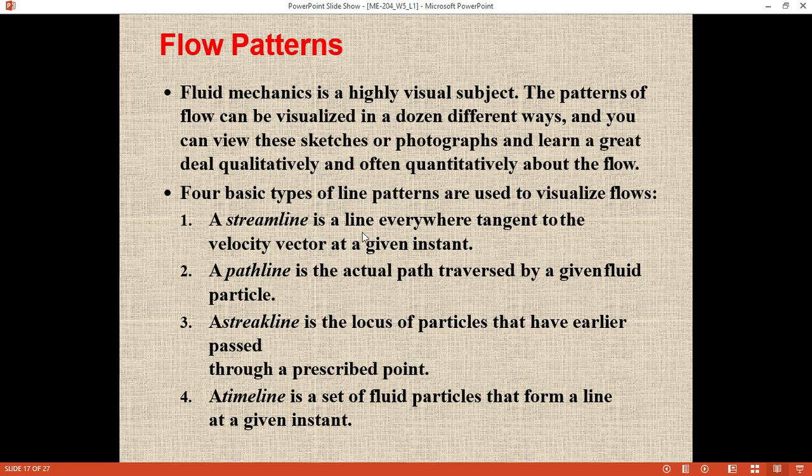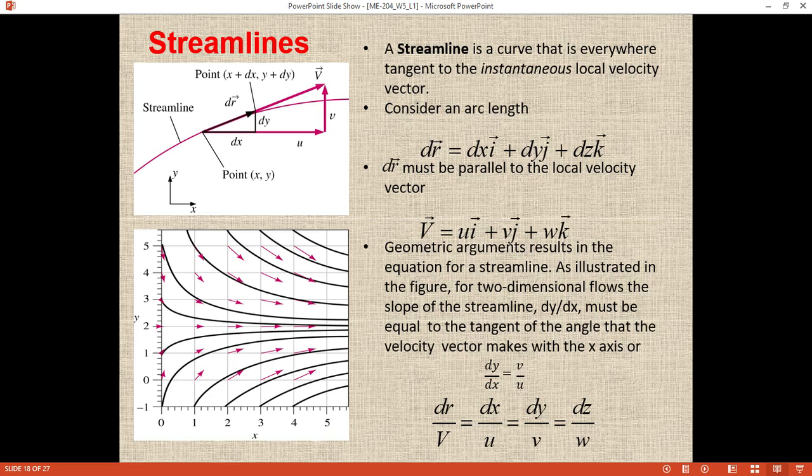A streamline is a line everywhere tangent to the velocity vector at a given instant. A path line is the actual path traveled by a given fluid particle. A streak line is the locus of particles that have earlier passed through a prescribed point. A timeline is a set of fluid particles that forms a line at a given instant of time. So let's see them in a little more detail.